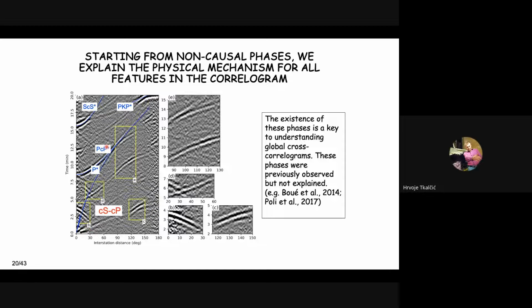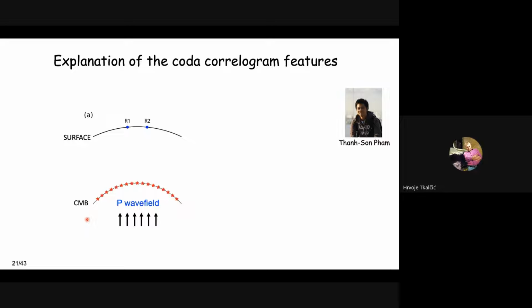You can see some arrivals or features here that are pretty much similar to P waves or PcP waves or ScS and so on. But you can also see, in these yellow windows, very strong features that are not adequately explained. I'm going to focus on one of them that's called CSCP. It's here in the lower left corner. And I will show you how we explained it, basically with very simple principles, back to school first principles of physics, how we actually explain these arrivals in the correlograms.